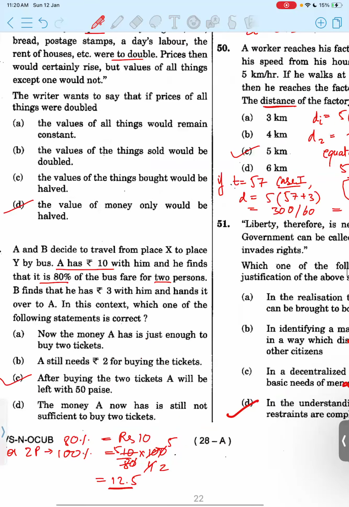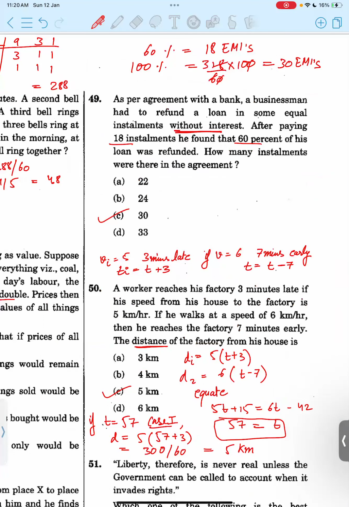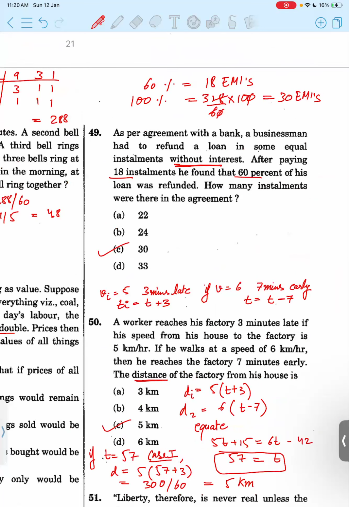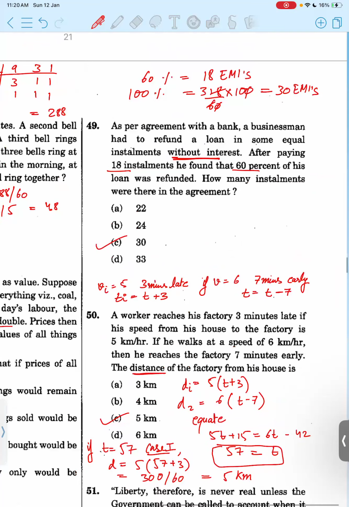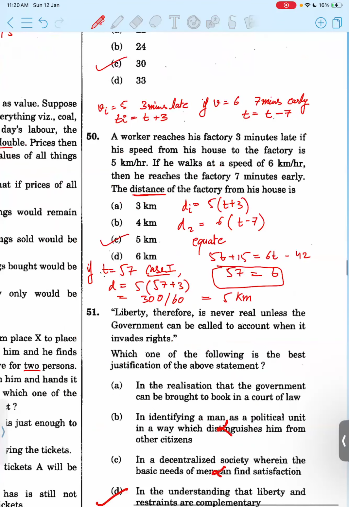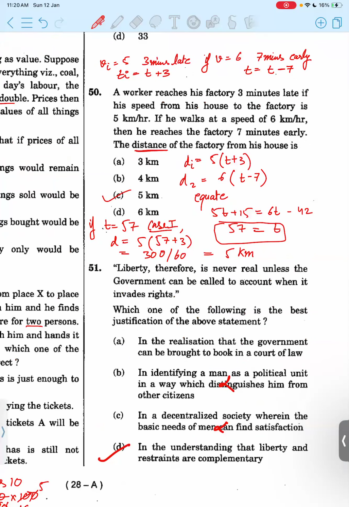Option C. 49. Again, we are given only one thing, that 18 installments equal 60% of the total loan that was refunded. We have to calculate how many total installments there are. If 60% is equal to 18 EMIs, how much would 100% be? Simply use the unitary method. So it will be 30 EMIs in total. Option C.